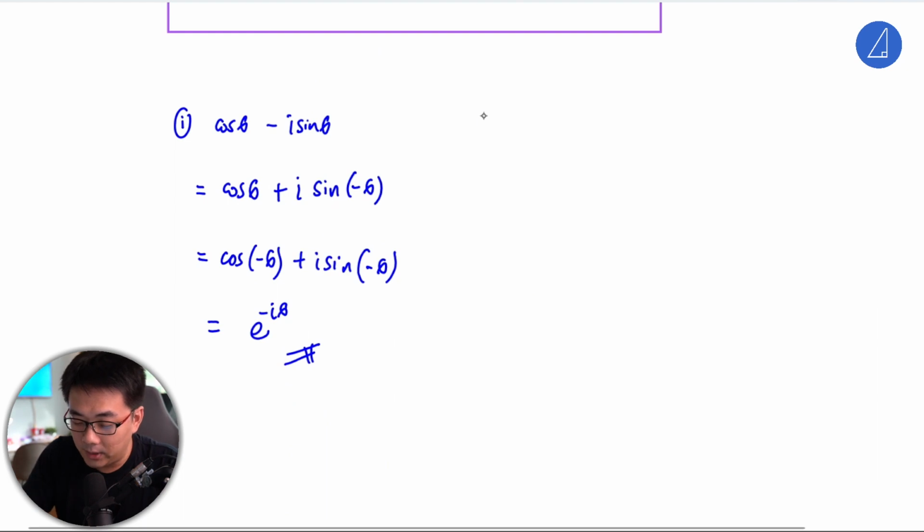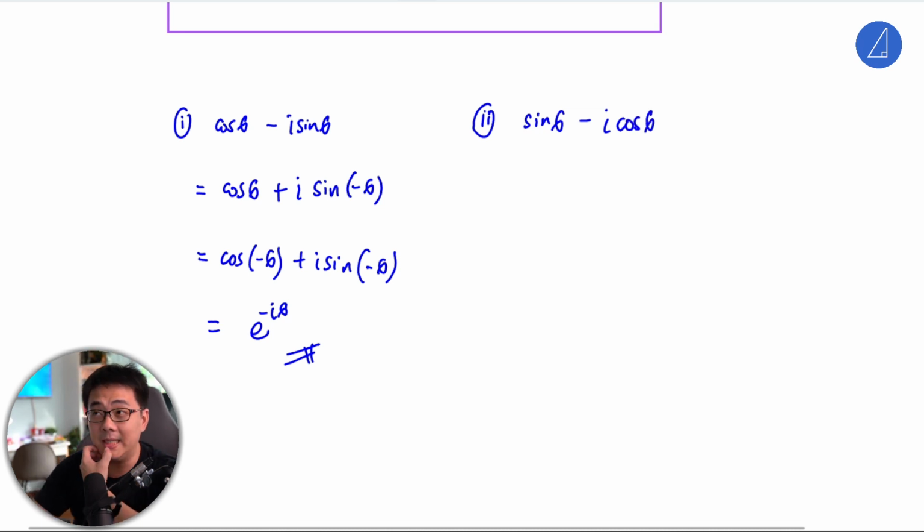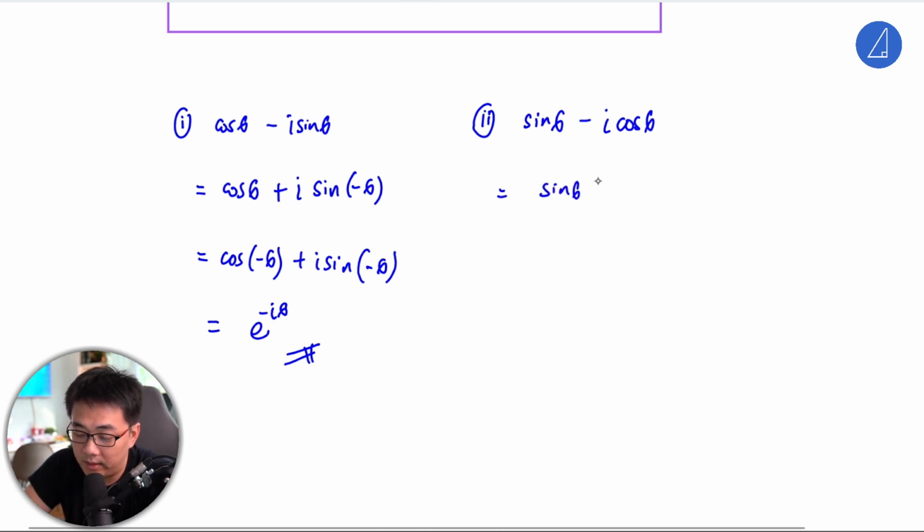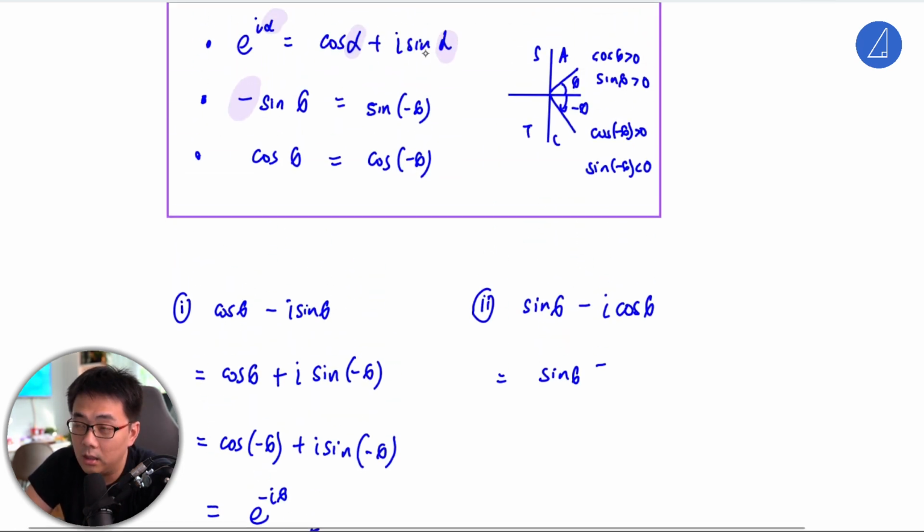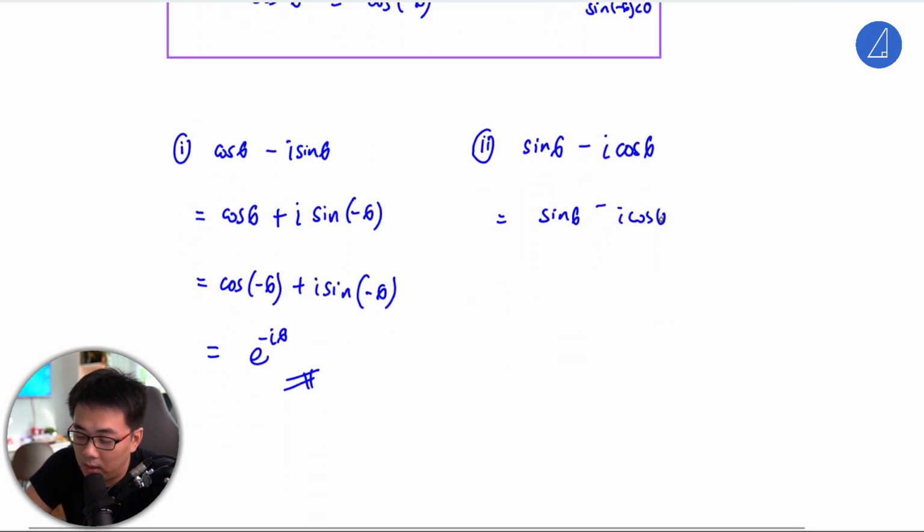So for part 2, on the other end, we have sine theta minus i cosine theta. Now this one is slightly interesting. The rationale is that now the sine theta doesn't contain the i. If we want to force the i to be with the sine theta, because it has to be i sine theta, then you need to manipulate it by multiplying with i. And if you multiply the top with i, the bottom has to be multiplied with i as well. So I think that's pretty okay.